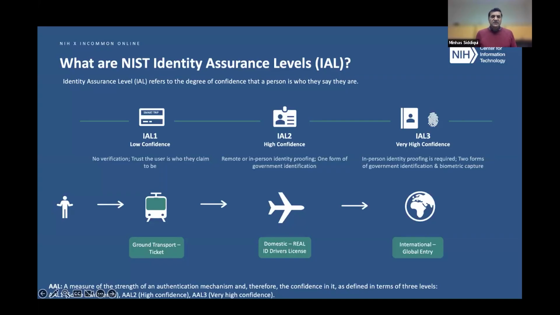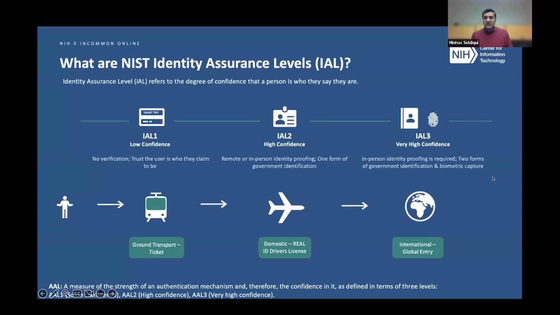IAL2 is a higher confidence in identity. Identity proofing can be done remotely or in person, and it requires at least one form of government-issued identification, commonly used across many federal systems. The Real ID driver's license is a good comparison. It establishes identity strongly enough for domestic air travel.